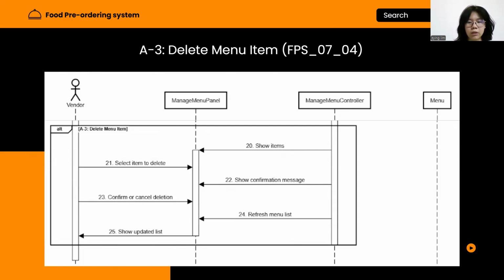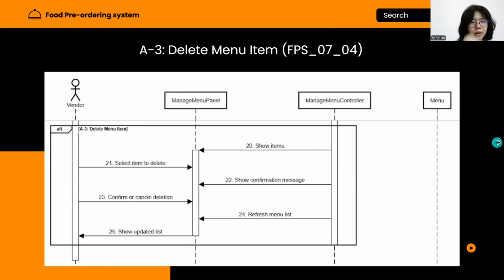Step 23, confirm or cancel. If confirmed, it proceeds with deletion. If cancelled, no changes are made. Step 24, refresh menu list. After a confirmed deletion, the panel requests the controller to refresh data. Step 25, show updated list. The controller returns the updated menu. The panel displays the list without the deleted item.